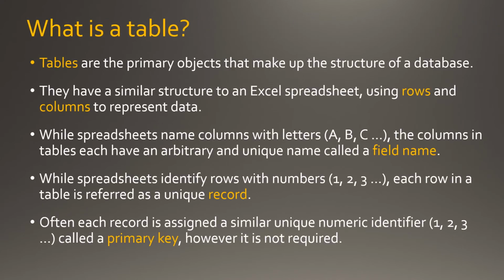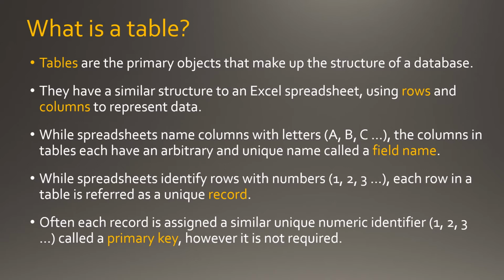Okay, the next thing we're going to look at is what exactly is a table. So they are, of course, the primary objects in a database. And as I said before, they are very similar to Excel spreadsheet tables. They use rows and columns to represent data. But spreadsheets, of course, for your columns, as you recall, use A, B, C, and so forth to name the columns. Where in tables and databases, they are named by something called a field name, which is simply an arbitrary name that you assign to it. As long as it's unique, it's fine.